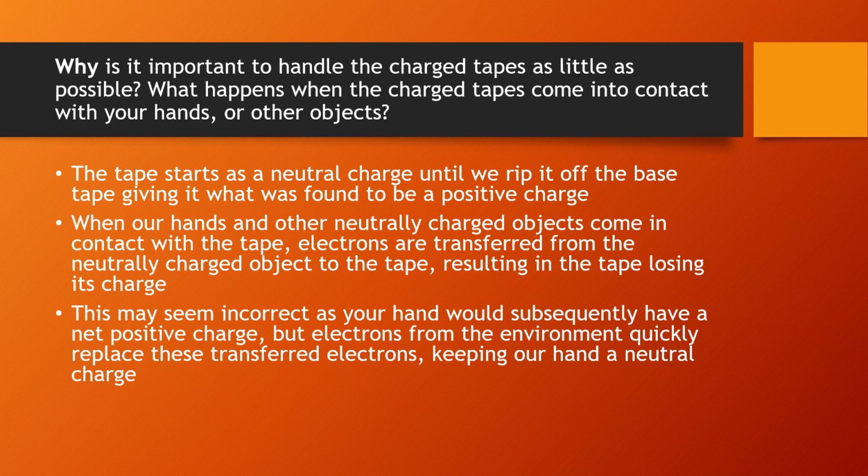And as you can see here, I have it written, this may seem incorrect as your hand usually won't have a positive charge, but electrons in the environment quickly replace these transferred electrons, keeping our hand a neutral charge. This really can be used to explain why we weren't able to get our tape to float when we conducted the experiment, because the books that we were placing the tape on were neutrally charged, and the hands that we were using to transfer it to the books were neutrally charged. So multiple electrons could have been transferred in this situation.